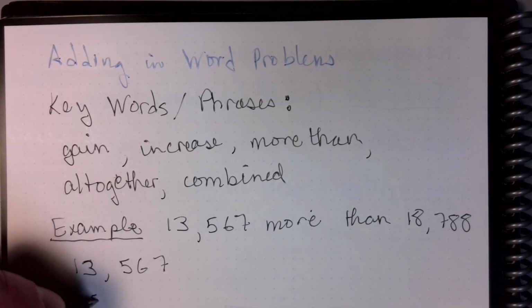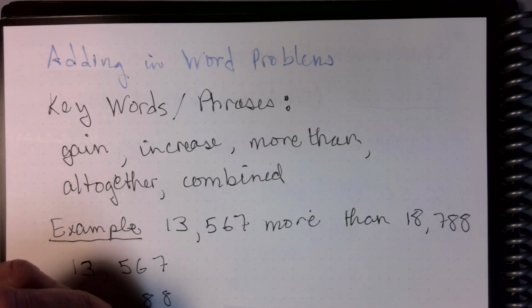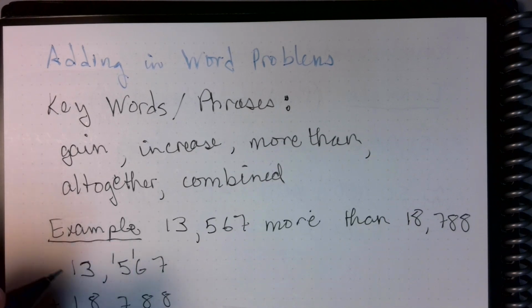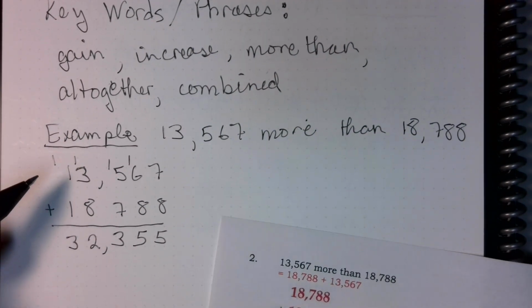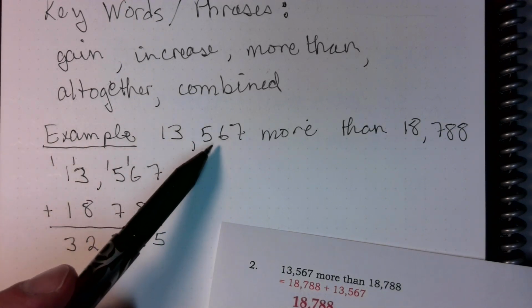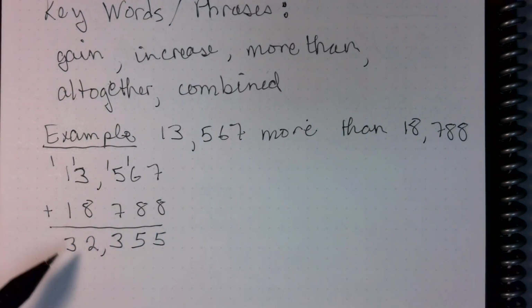Let's just put them in the vertical form. Okay, this is 15, carry the 1. That is another 15, carry the 1 again. That's 13, carry the 1. That's 12, carry the 1. That's 3. Okay, ton of carrying. Did the whole thing in vertical form. Okay, and what number is 13,567 more than this other number? Well, that number is 32,355.